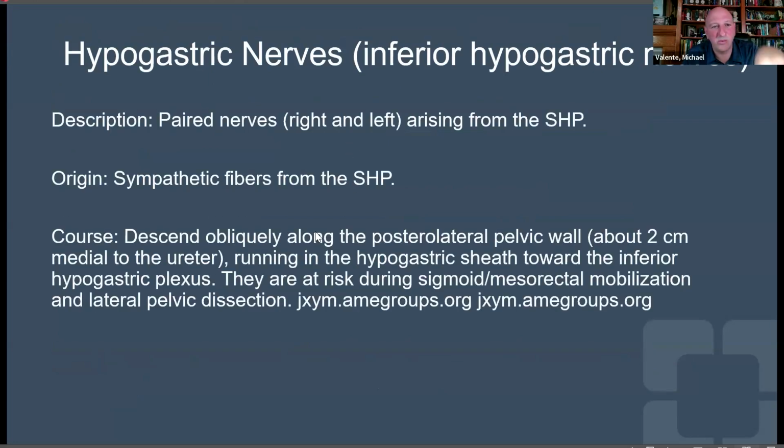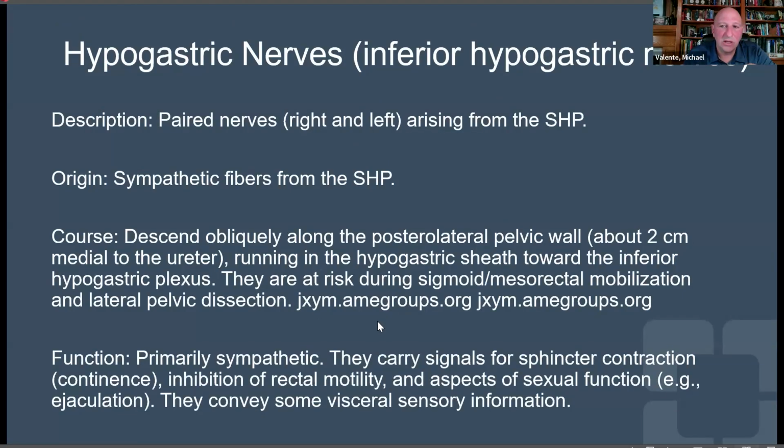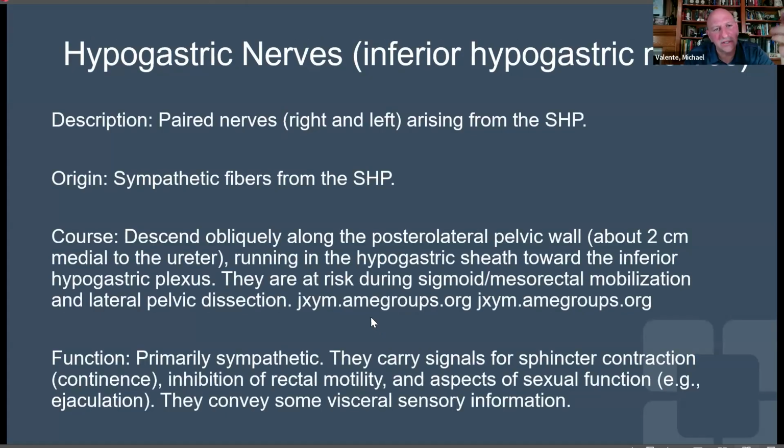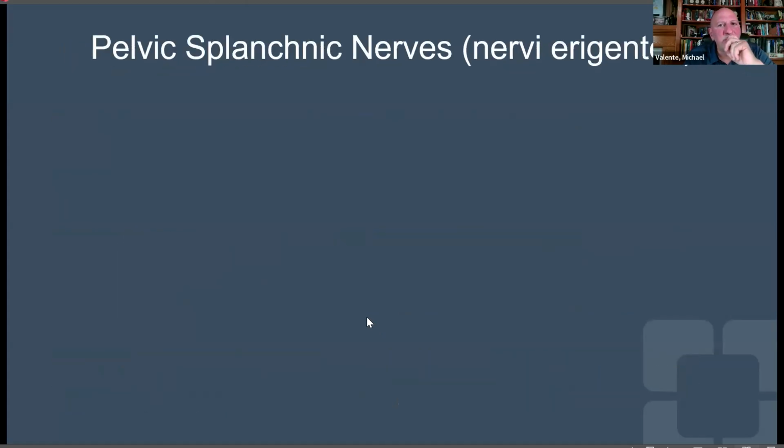They go all the way down, medial to the ureter. When you're mobilizing right over the sacral promontory, getting into the TME plane, this is where you can damage these. Once again, this will cause ejaculatory dysfunction. So this is the one that we mostly see, and I'll show you a picture of that.